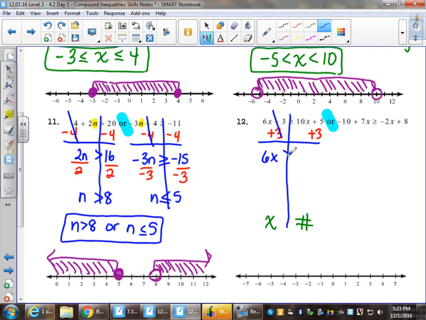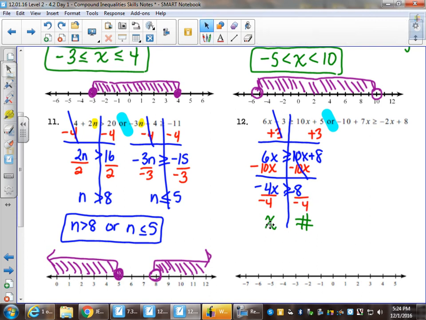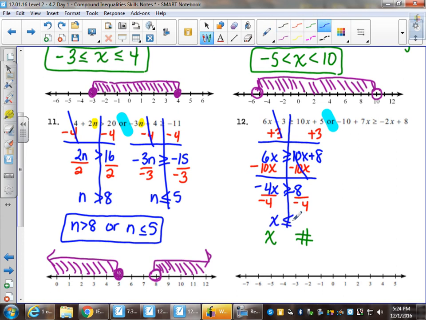So I get 6x greater than or equal to 10x plus 8. This side, I just want numbers. So this 10x can't stay. I'll subtract that over. 6x minus 10x is a negative 4x greater than or equal to 8. Divide by negative 4. We're dividing by a negative, so the inequality sign will change direction. X is less than or equal to -2.